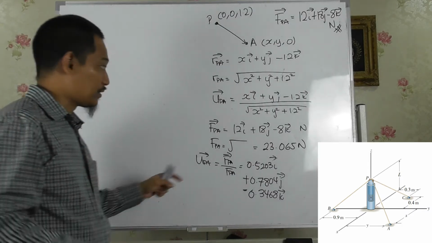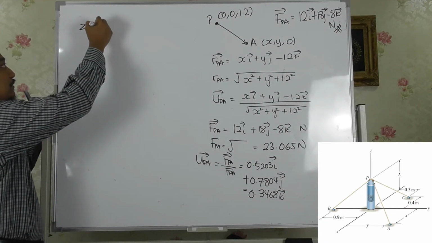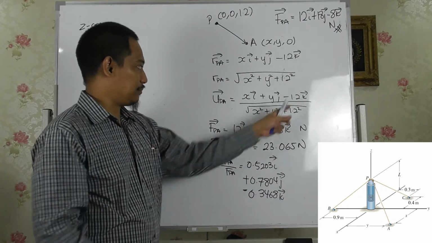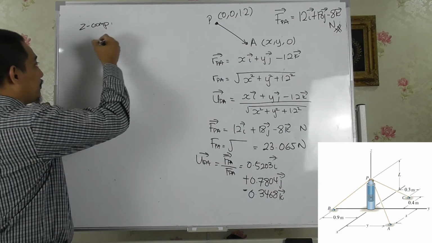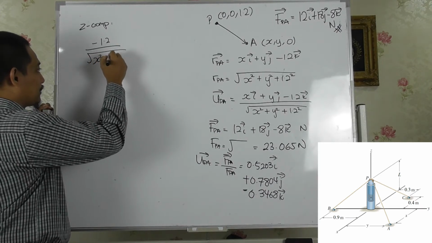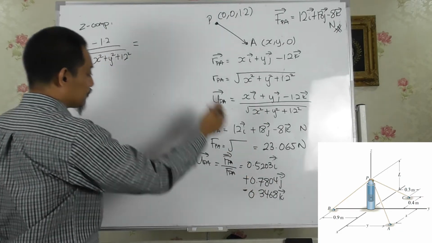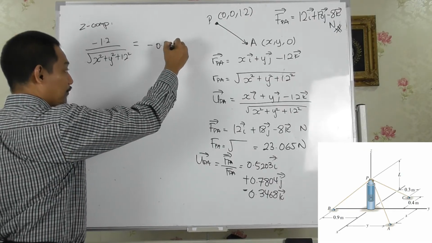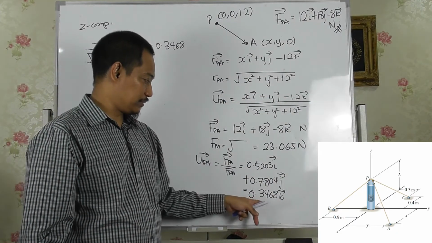Okay, we do Z first, because if you do the Z component first, basically it is minus 1.2 over this whole thing for the K component, right? So minus 1.2 over the square root of x square plus y square plus 1.2 square. This whole thing equals minus 0.3468, right? That whole component, it should be equal to this z component.